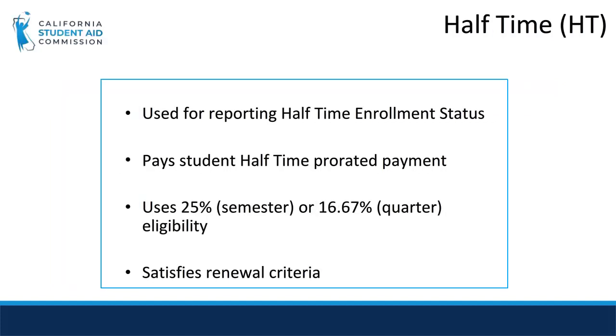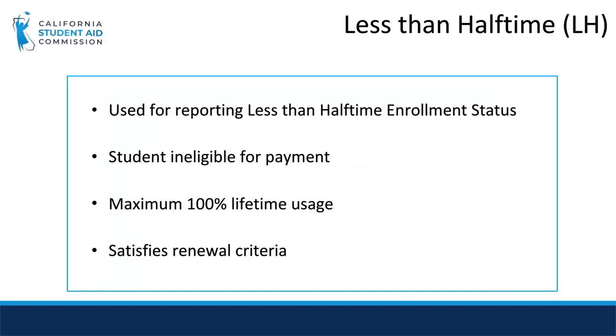HT stands for half-time. The HT code can be used to pay the students for half-time payments. The payment field will auto-populate with a prorated amount. Students will use up 25% eligibility at semester schools or 16.67% at quarter schools. This code satisfies the renewal criteria.